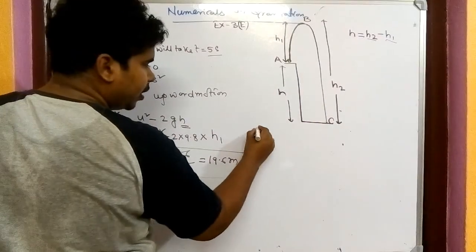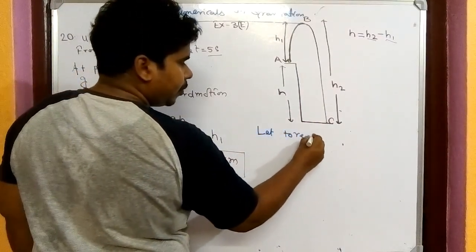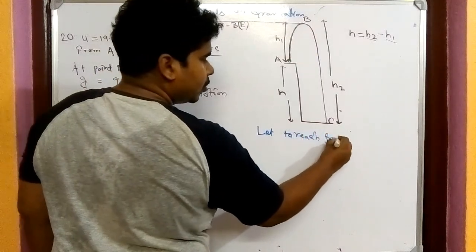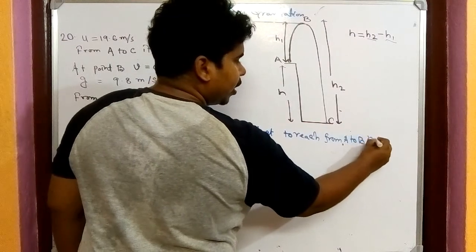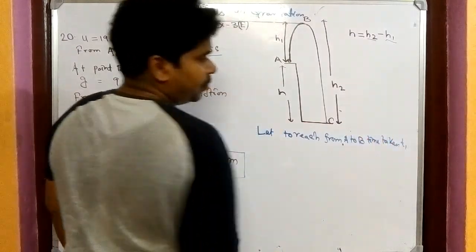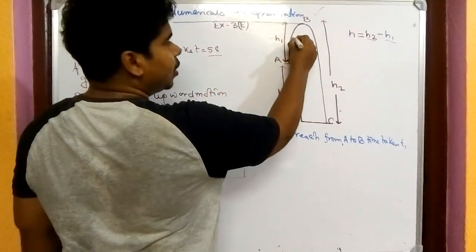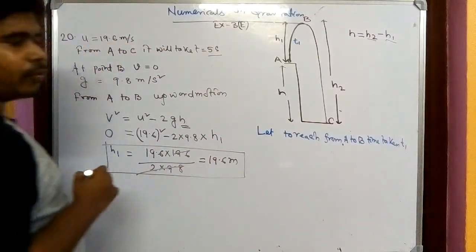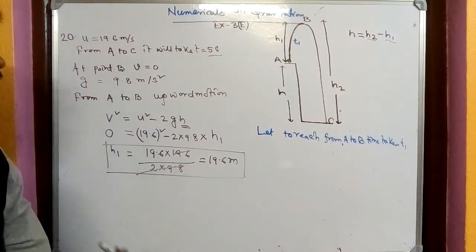So here we have to see the time taken to reach from A to B. Okay, the time taken from A to B, I have taken it as t1. So this time we have to find out. All the information is given.